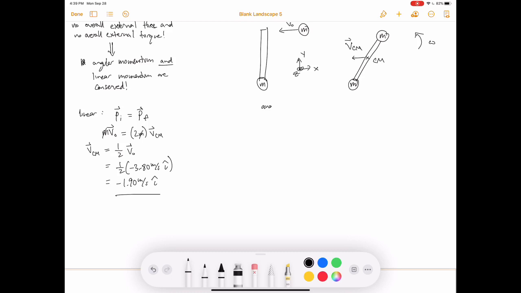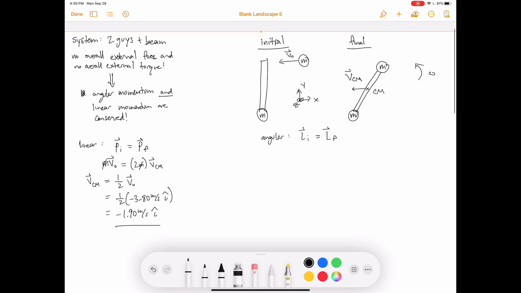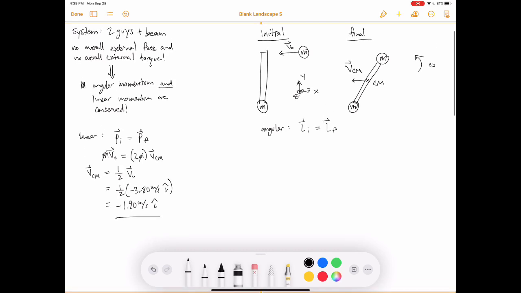Okay, if we now do angular momentum, we have L initial equals L final for this system here. Initially we just have a mass that's moving in a straight line. So this is the straight line path we're talking about. By the way, this is the axis that we end up rotating about. It's right in the middle of the beam. So the distance of closest approach is half the length of the beam, shown there.